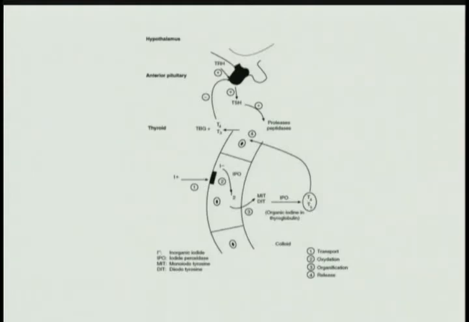T3 is more potent. There's a better effect on the tissues from T3. So basically, the thyroid secretes mostly T4, and then you get T3 conversion in the periphery, in the tissue where you have all the metabolic effects, and T3 is more potent.